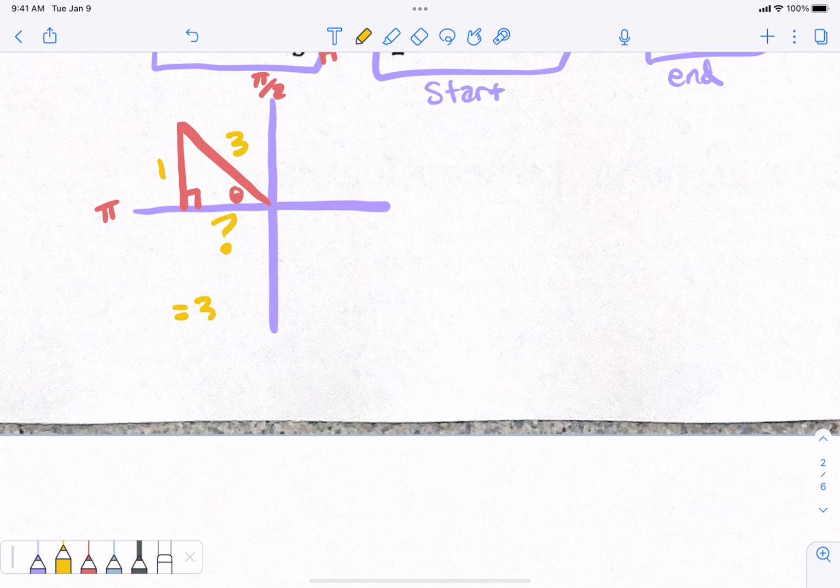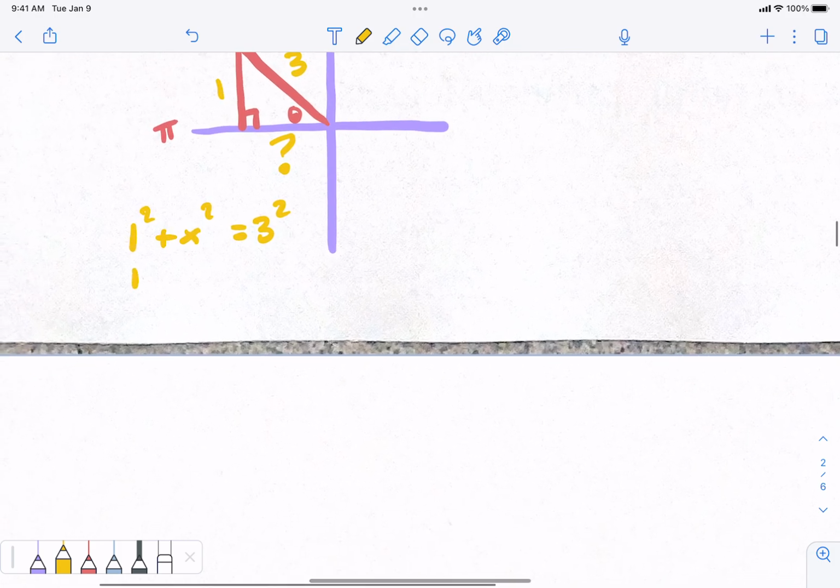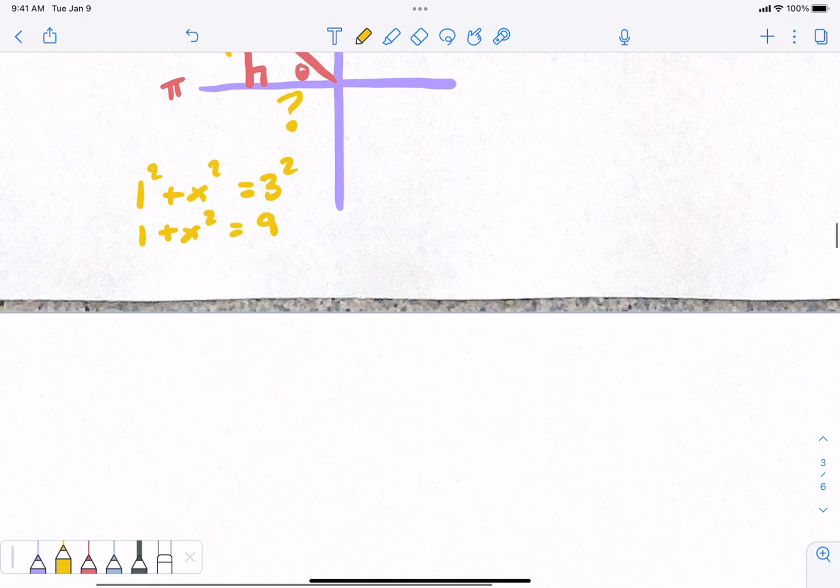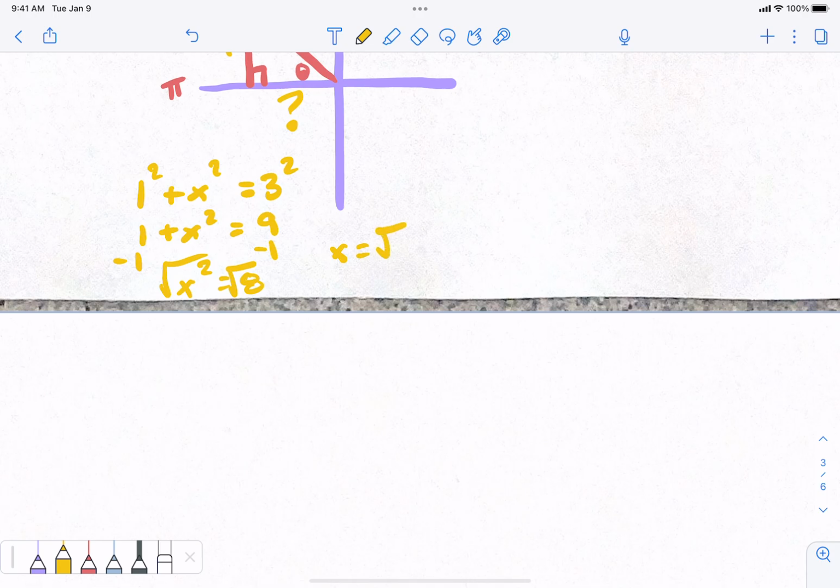3, right? So we have 1 squared plus x squared equals 3 squared. 1 squared is 1. 3 squared is 9. So we're going to subtract the 1. X squared equals 8. And so we have the square root of 8. Ooh, that's ugly. Just leave it as the square root of 8. Don't give me a decimal. Cotangent, you find tangent and flip it.